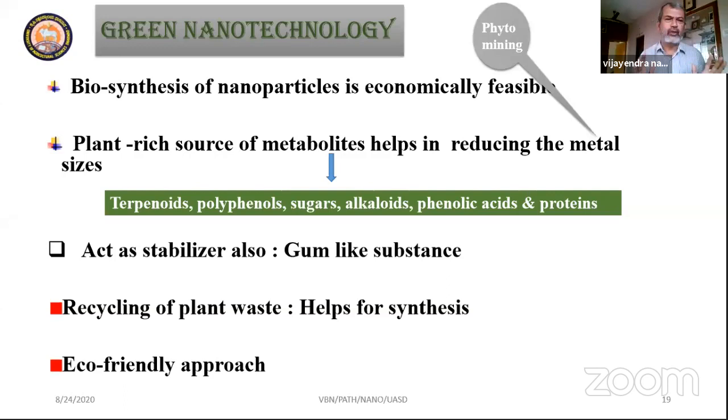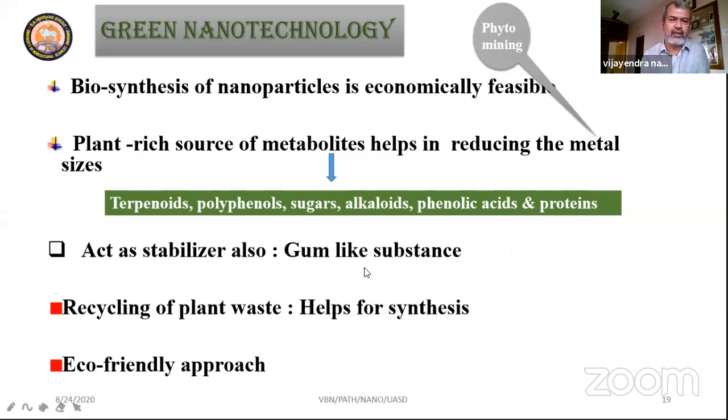It is a strong belief that plants have so many chemicals. There is one book I read at my UG level which says that nearly 80,000 phenolic compounds are present in plants. Nobody knows exactly which phenolic compound is going to play a role. Along with this, we have terpenoids, alkaloids, proteins and other things which have a role in green nanotechnology. When I use green materials, they also act as gum-like substances, helping in formation and also acting as a stabilizer.